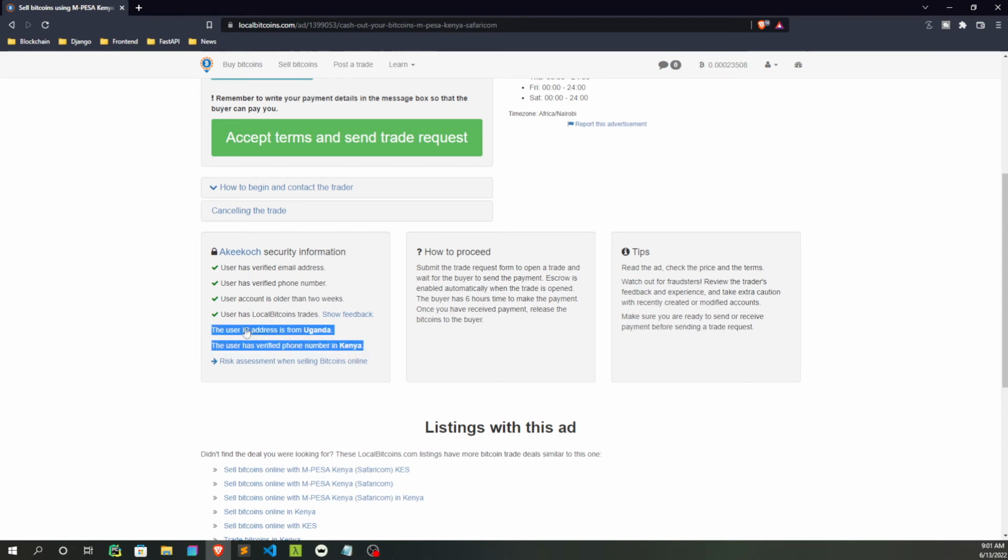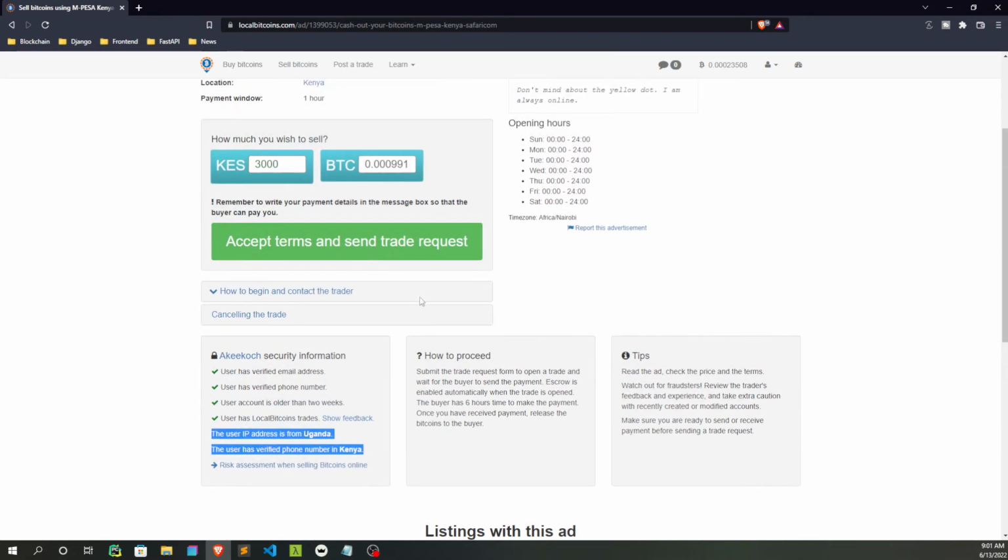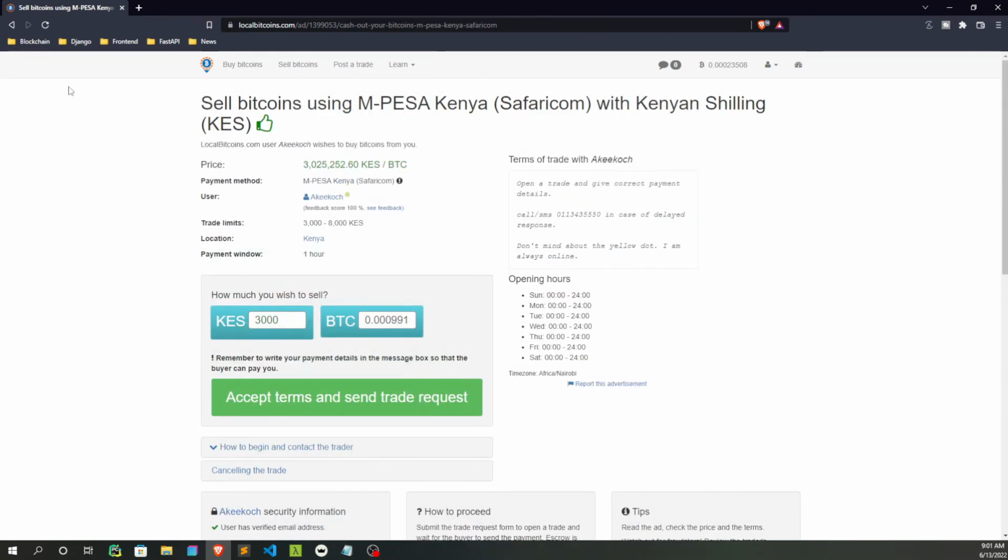Another thing is that you come and look at this. For the security, where is the user from? They have a phone number in Kenya. The IP address is in Uganda. This is something you look out for. So once you decided to sell, you just enter your amount, then you send the trade request.